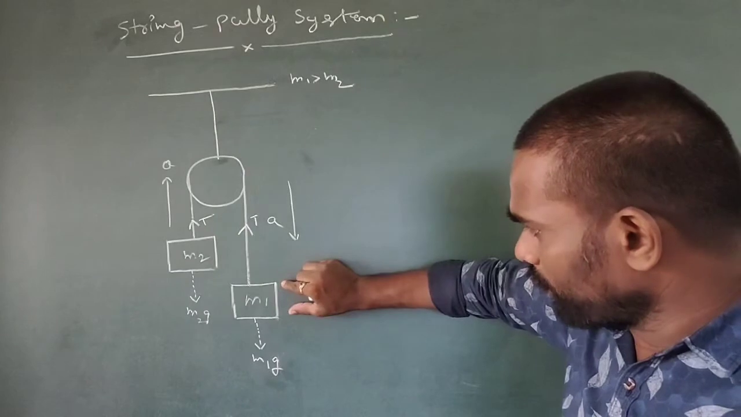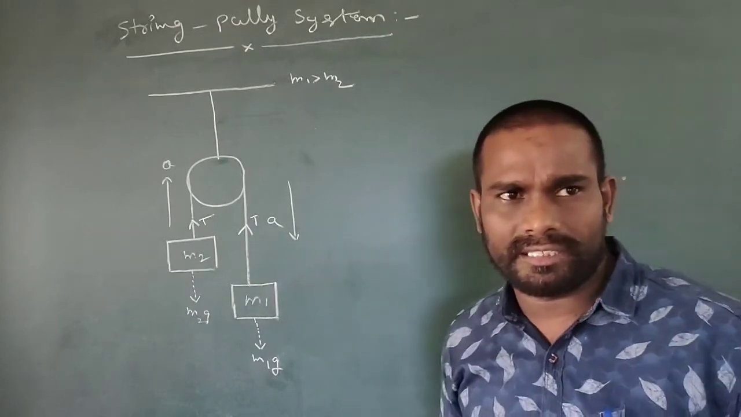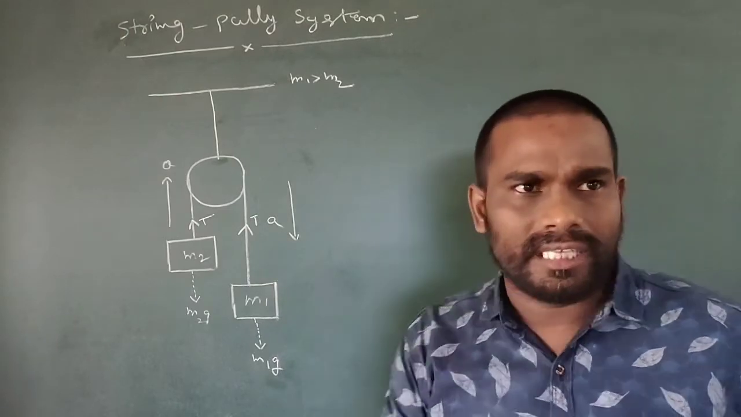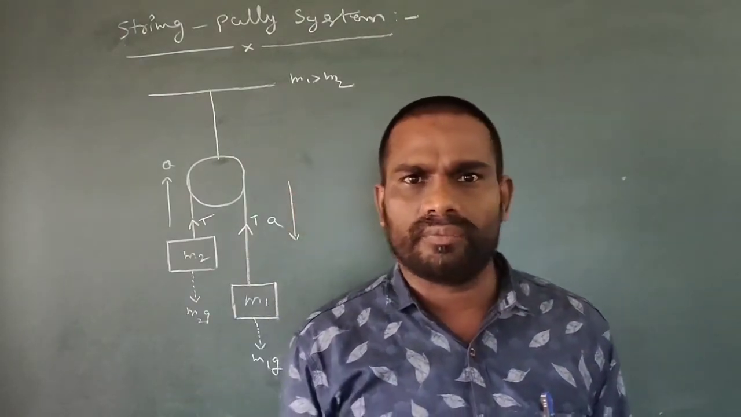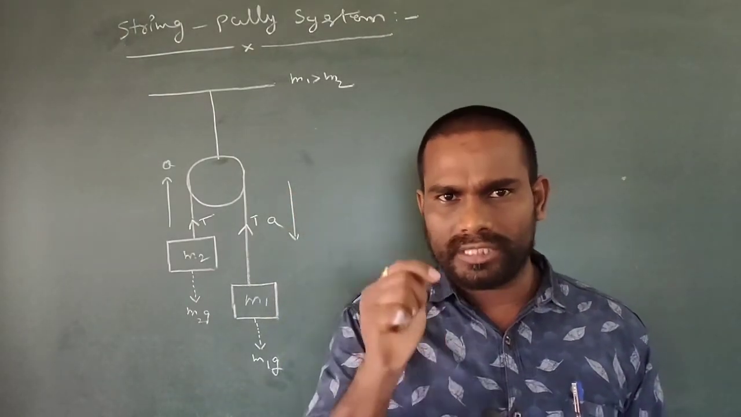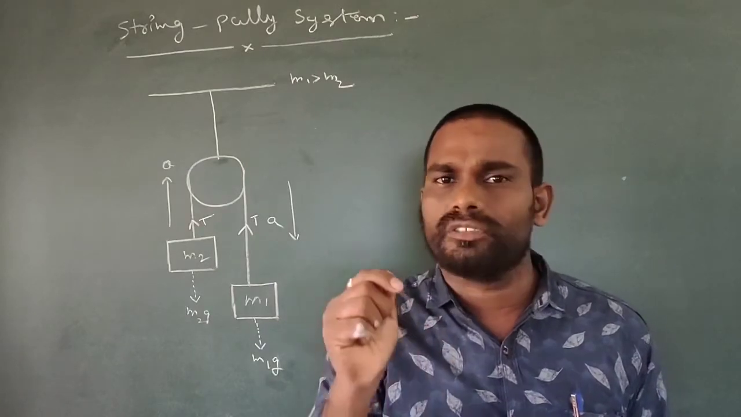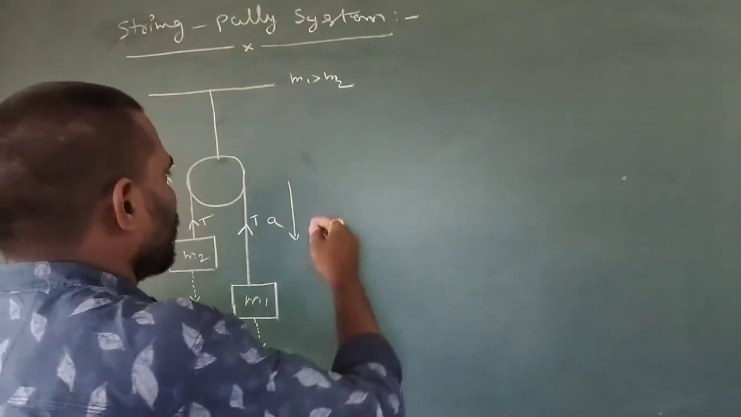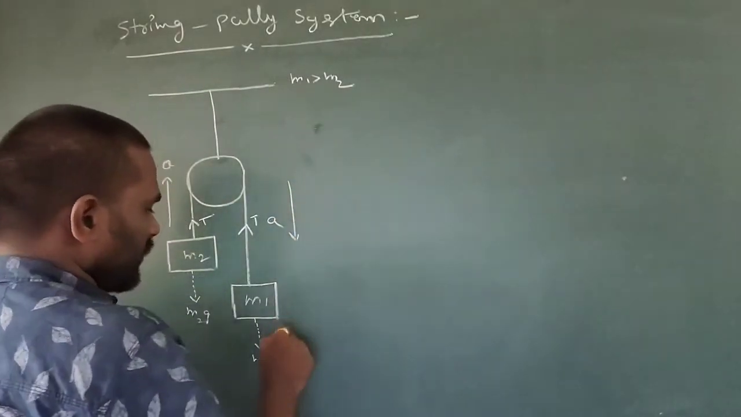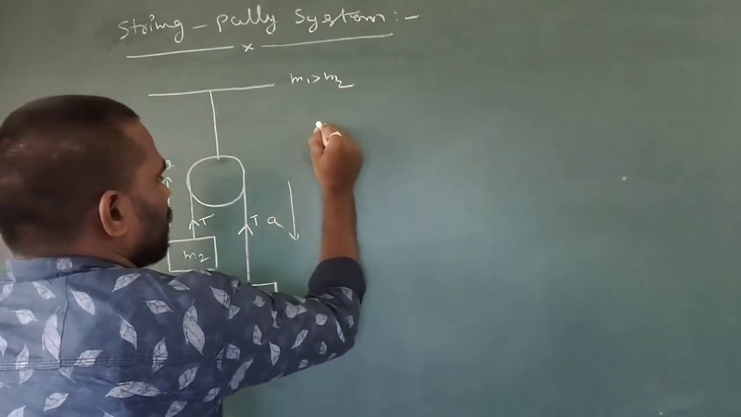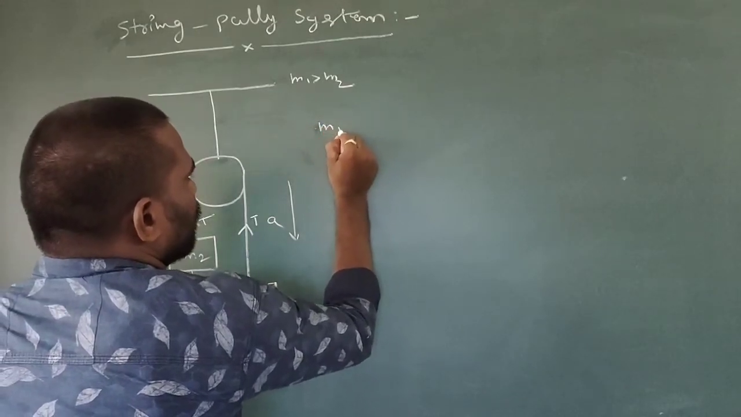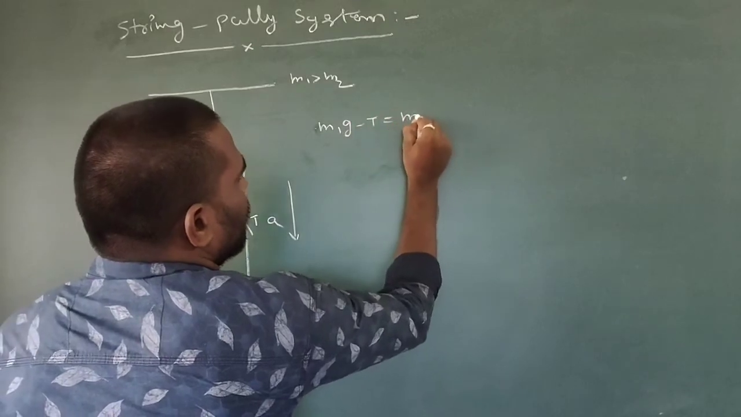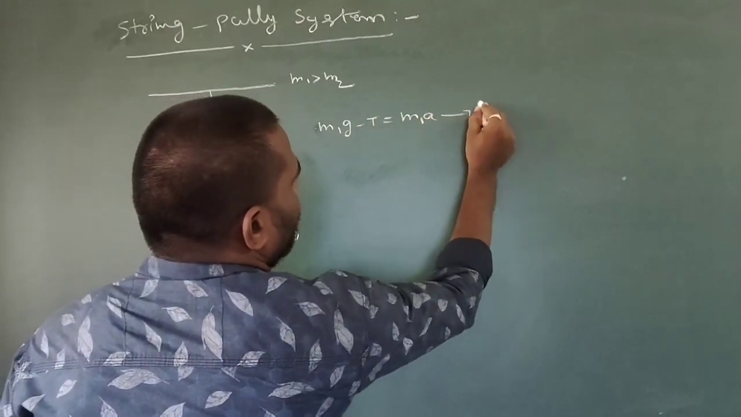Okay, the first body is moving in the downward direction with some acceleration, that's why the net force acting on the first body is, according to Newton's second law of motion, force F equal to mass into acceleration. Here the weight of the body is more than the tension force, that's why m1g minus T is equal to m1a, that is equation number 1.